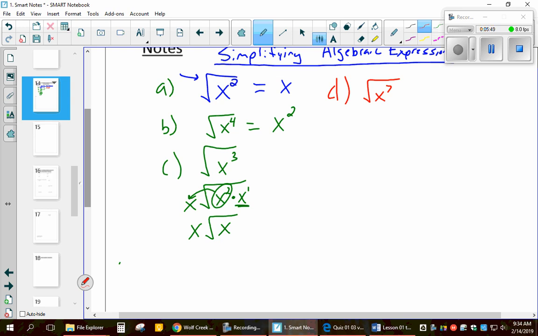I'm going to find the biggest perfect square that I can to split this up as. So I'm going to split it up as x to the 6, because I know the square root of x to the 6. So x to the 6 times x, or x to the 1, same thing. So x to the 6 gets to come out as x to the 3. Good. X to the 3, and I've still got an x inside.